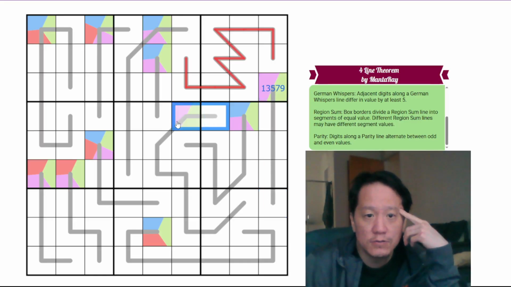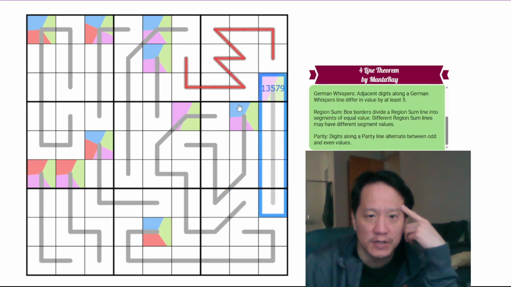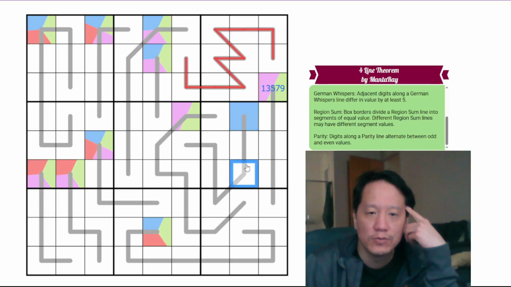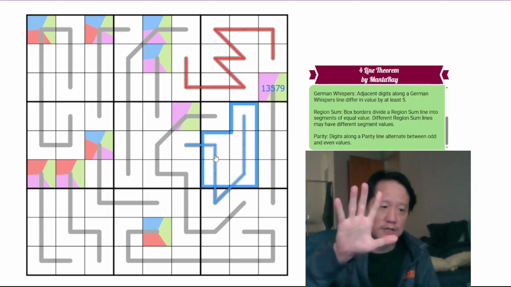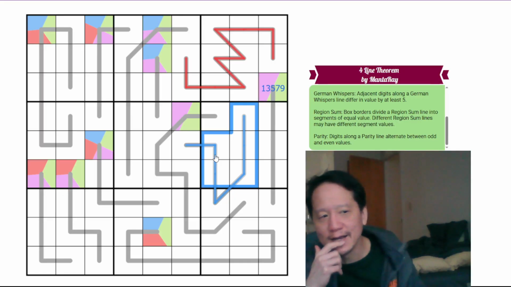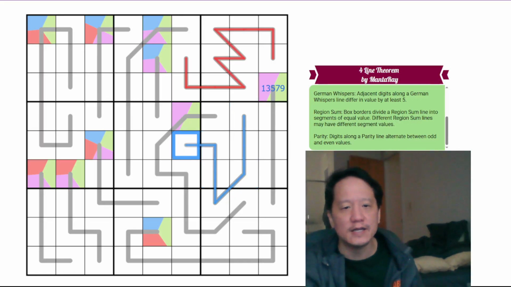This is orange. This is pink and green as possibilities, and they share an edge. So one of them has to be pink, the other one has to be green, which means this cannot be pink or green. It has to be blue. So this is a blue Region Sum line. And as we said, if it's Region Sum, this has to be 8 and 8 here, because this adds up to at least 15 for 5 unique digits. And, oh, it could be 9. Oops. So this is 8 or 9.